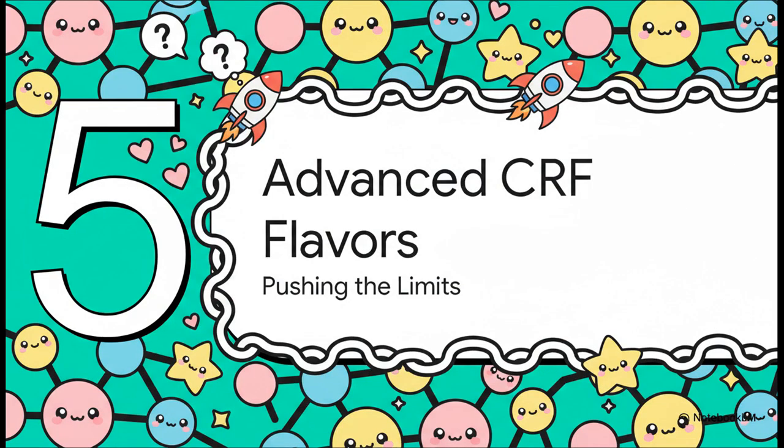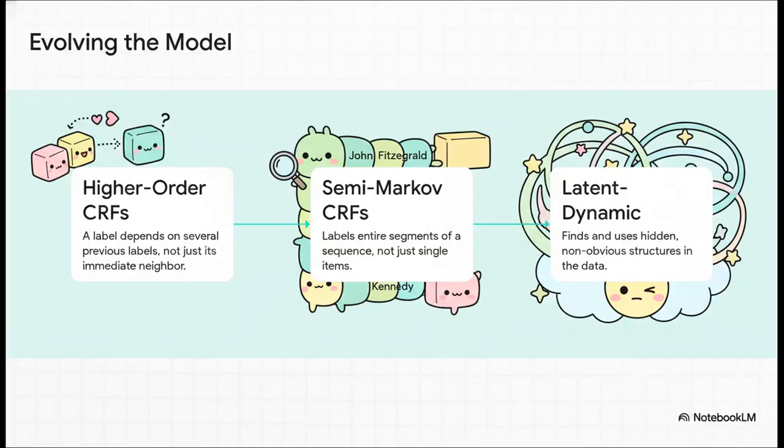But the story doesn't just stop with the basic linear chain model. Oh no. Researchers have taken this core CRF concept and just run with it, pushing it even further to handle much more complex relationships and data. These advanced versions are really fascinating. You've got higher-order CRFs that expand the context, looking back several steps in the chain, not just one. Then there are semi-Markov CRFs, which can label entire chunks at once, like recognizing John Fitzgerald Kennedy as a single entity. And then you get latent dynamic CRFs, which act like super detectives, uncovering hidden patterns in the data that aren't at all obvious to a human eye.